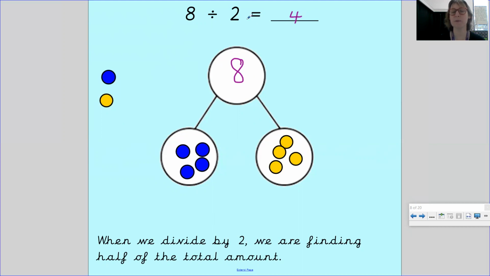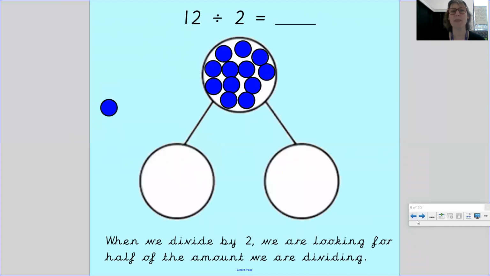8 shared between 2, 8 divided by 2 is 4, or half of 8 is 4. It all just becomes very confusing. Say, we're going to read it as the sentence is here. 8 divided by 2 equals 4. Can you say that with me? 8 divided by 2 equals 4.